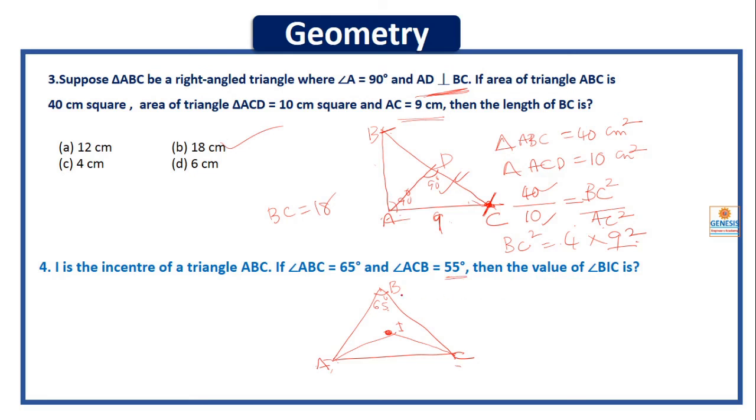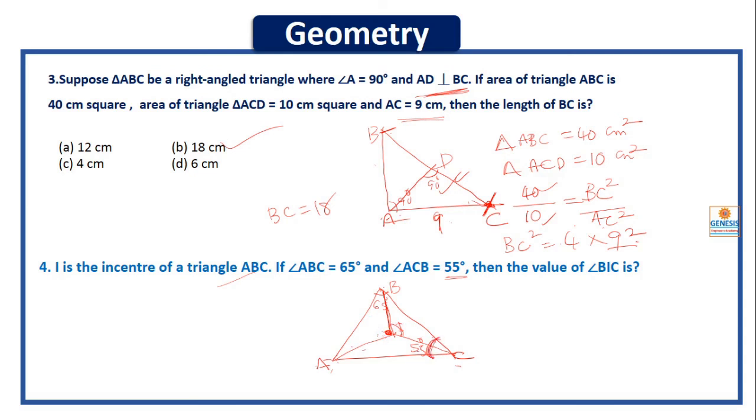What is that to BIC? He is asking about this. So ACB is 55 degrees. So I can call it as BIC. So you can also draw this one. So this is the same. Angle bisector. Incenter means angle bisector. So if you know this one, you can also use this one.